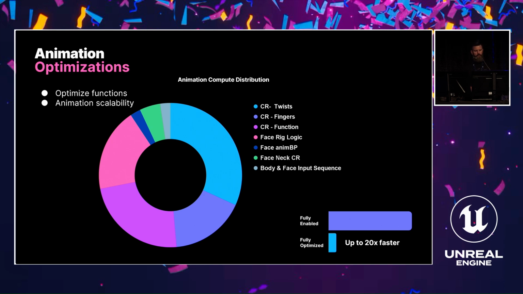Depending on your character, you can expect about a 20 times faster difference between a fully enabled and fully optimized, meaning just running the skeletal mesh. These optimized UE MetaHumans will also have the component when they release. So the UE version will have this MetaHuman component, which you can also scale those settings with.